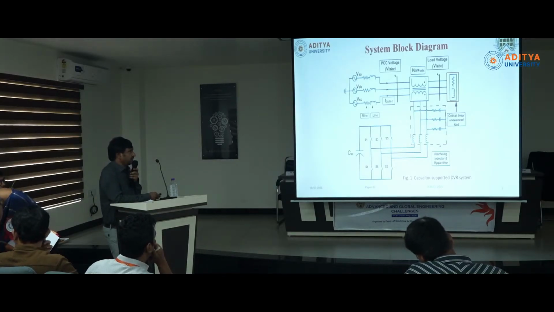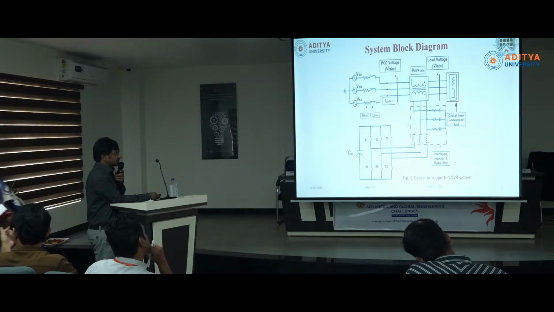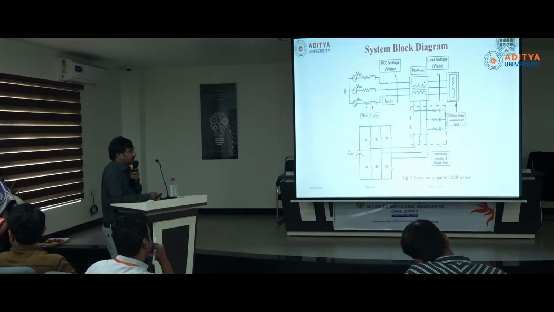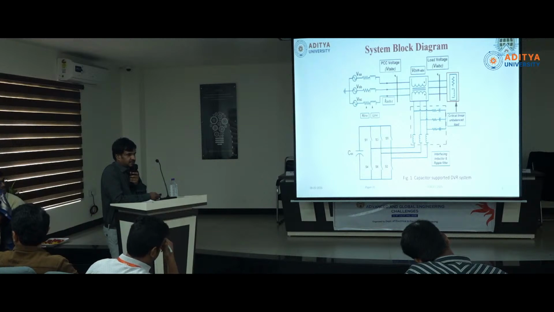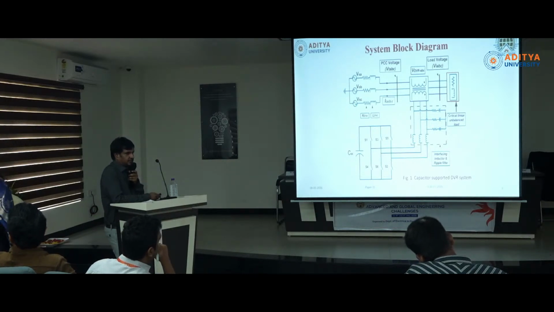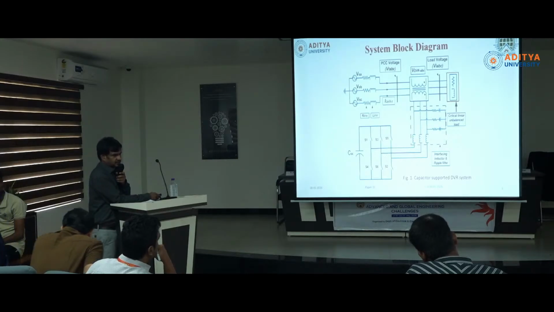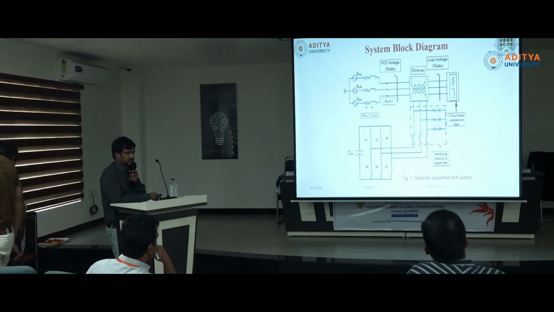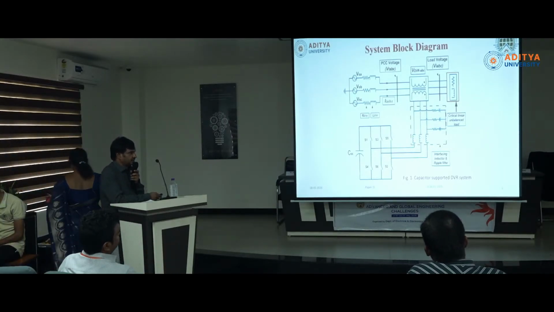Here VSA, VSB, these are the three-phase grid voltages, directly connected to the grid. If you see, at the point of common coupling we have the shunt compensation, that means a multilevel inverter with a capacitor. The main point here is that we are not having any batteries. Only the capacitor is actively charging and discharging. So this is the main topology.